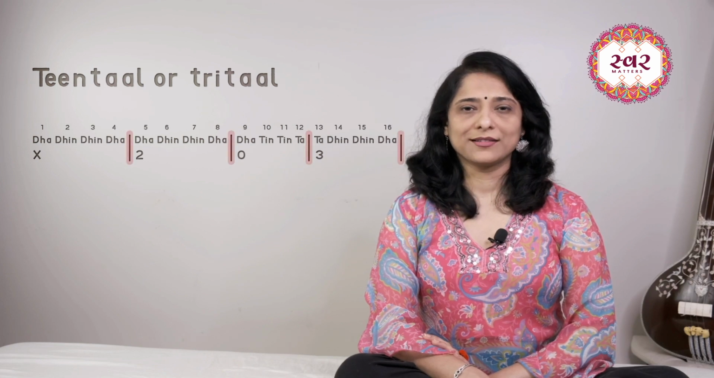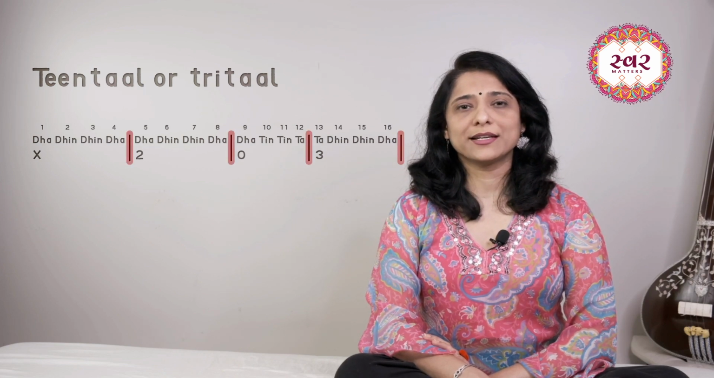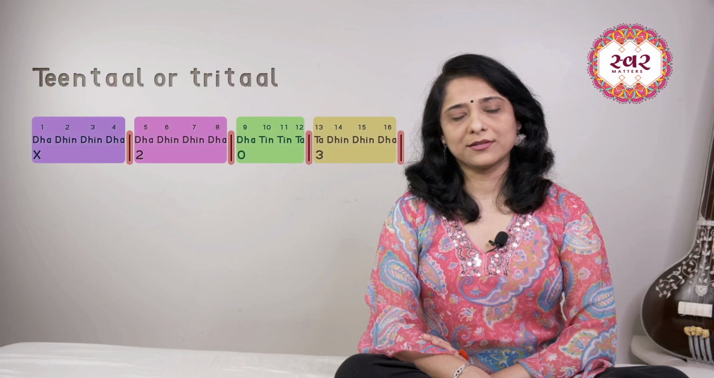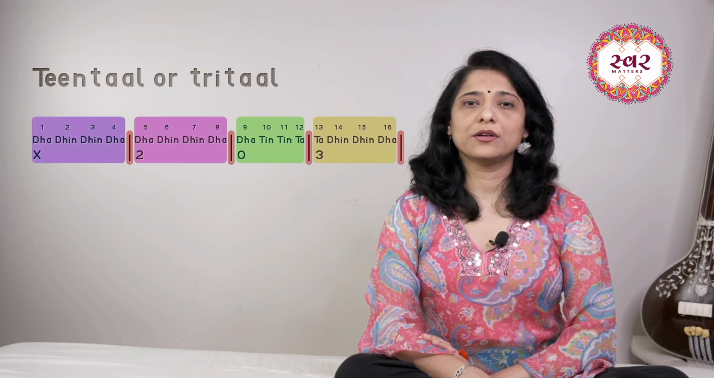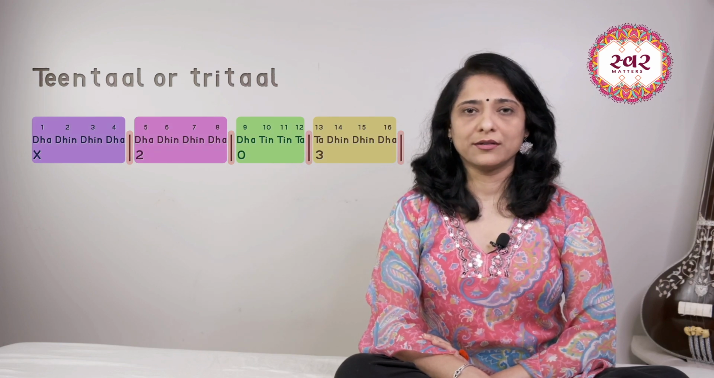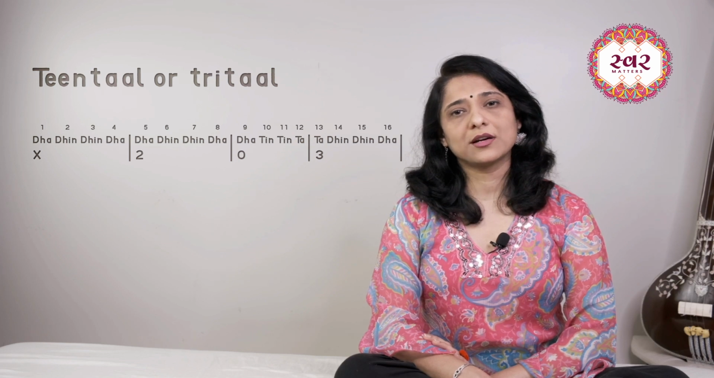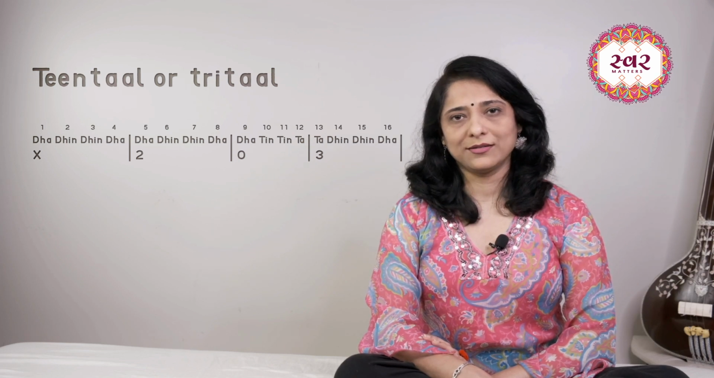Khand or vibhag. Each taal has preset grouping of the total matras. These groups are called vibhag or khand. Each khand starts with a taali or khaali.